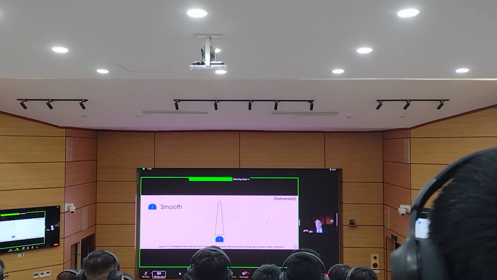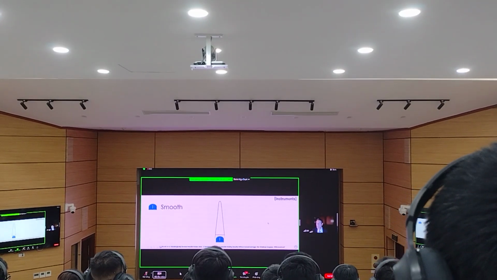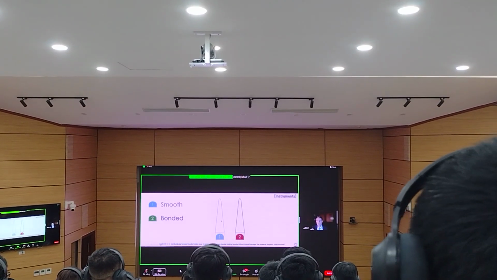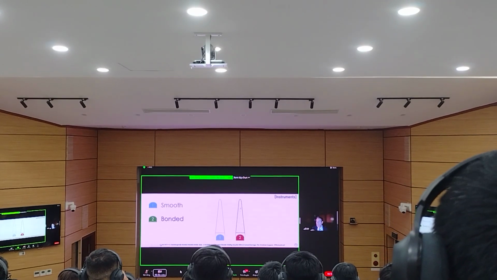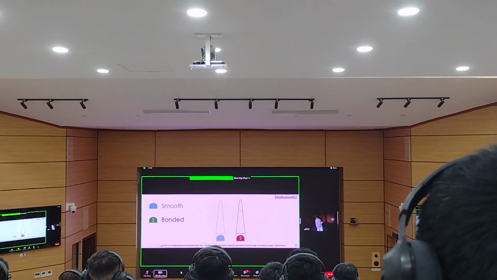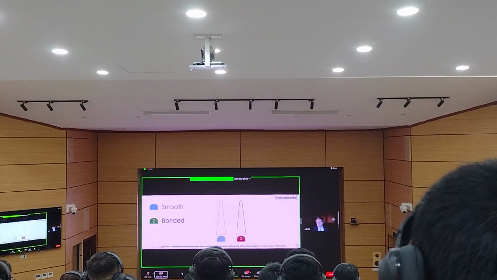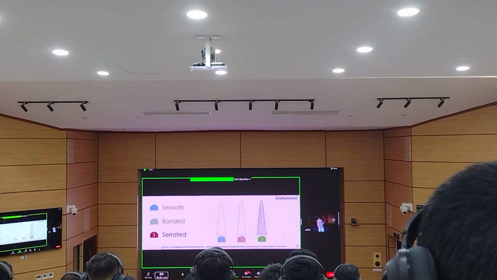The finish of these instruments is also very important. We're going to have some tips that are very smooth. Some of them are going to have diamond coating or tungsten, the material that we utilize, and some of them are going to be very rough.